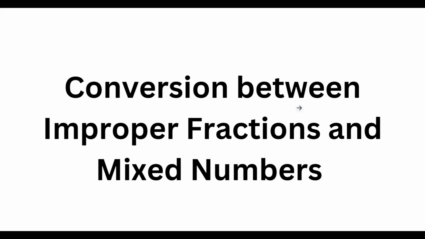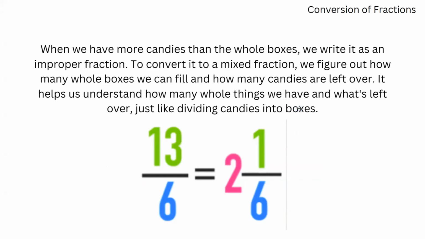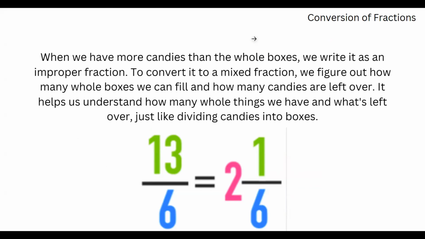About conversion between improper fractions and mixed numbers. To convert an improper fraction into a mixed number, you'll have to divide the numerator with the denominator. I will use the whiteboard to explain. So there are 2 types of improper fractions. One is where the improper fraction is divisible by the denominator.